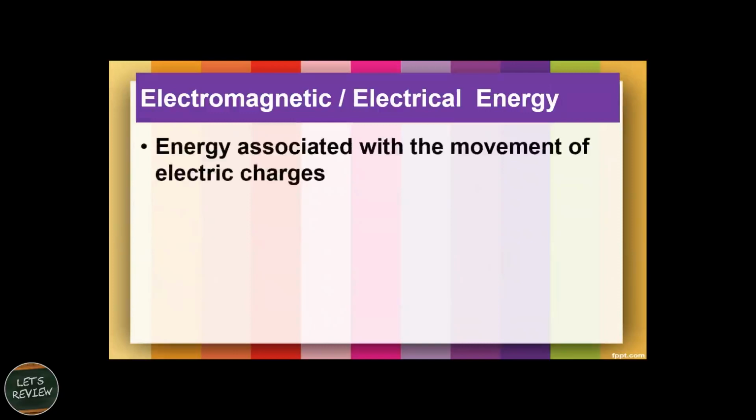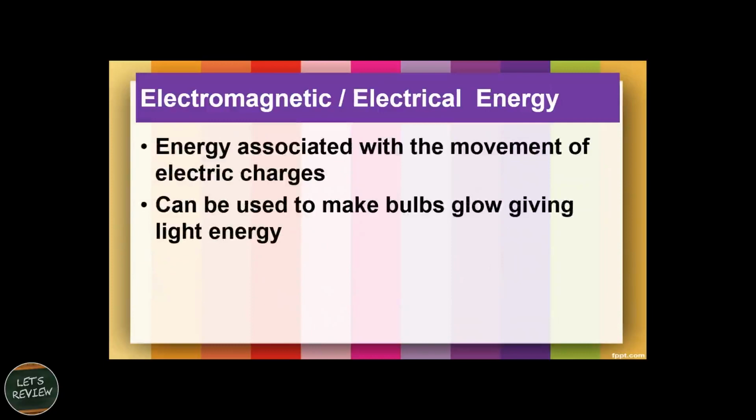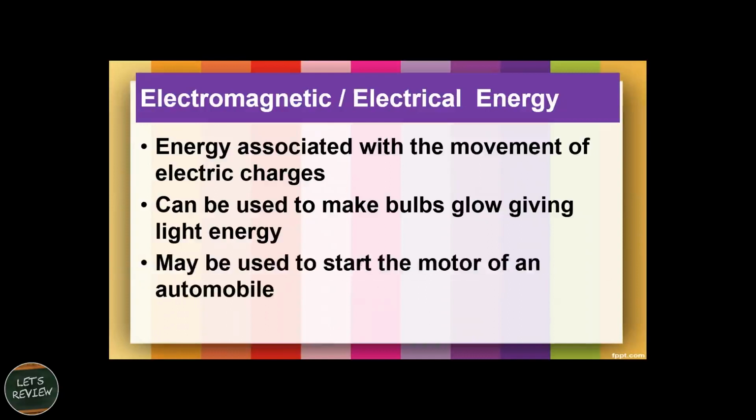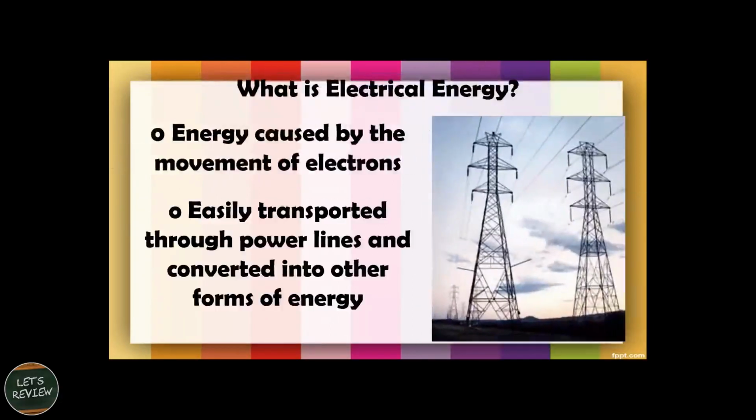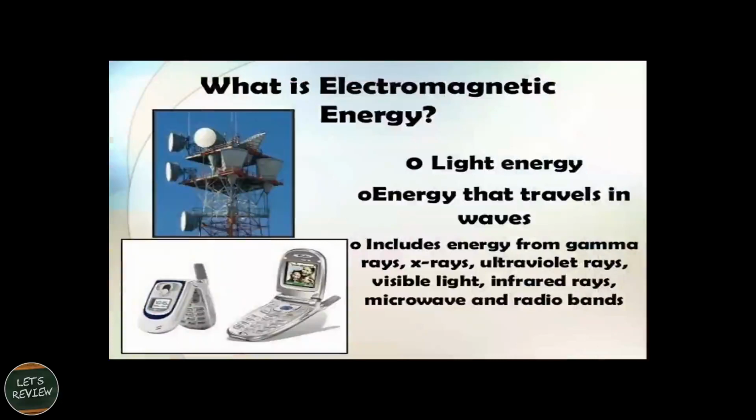Next, we have electromagnetic or electrical energy. This is the energy associated with the movement of electric charges. It can be used to make bulbs glow, giving light energy. It may be used to start the motor of an automobile. Electrical energy is caused by the movement of electrons through, let's say, copper wire or any metal, easily transported through power lines and converted into other forms of energy. It may be mechanical, heat, or some other forms.